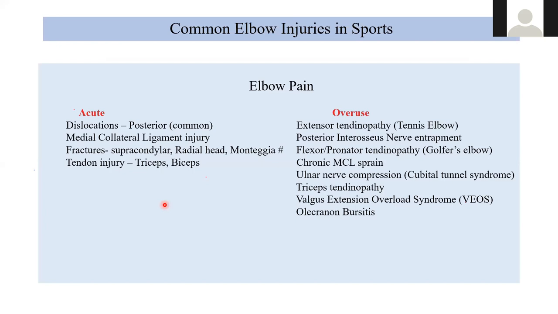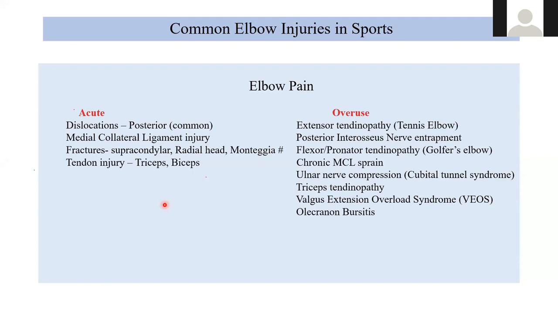When it comes to the overuse injuries of the elbow, tennis elbow, we all know, is extensor tendinopathy. Another cause of lateral elbow pain is posterior interosseous nerve entrapment. The medial side of the elbow injury is a flexor pronator tendinopathy, the golfer's elbow, and a chronic MCL sprain in sports like baseball. Also ulnar nerve compression due to excessive valgus stress, cubital tunnel syndrome, and then triceps tendinopathy.